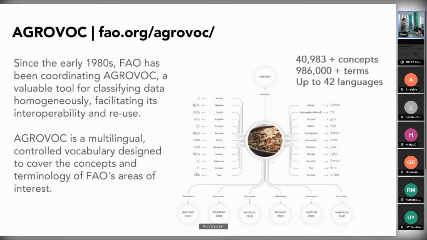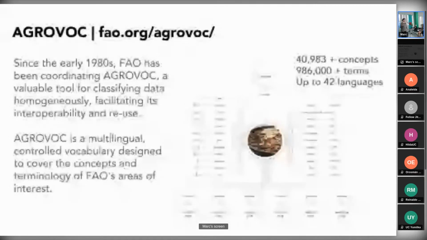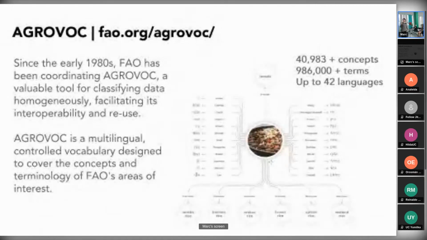It's a SKOS model, so it means that we are based on concepts and labels. That makes it very easy to build on top and to put more and more languages. Essentially it covers all the areas of interest of FAO, and the purpose is to classify data homogeneously.